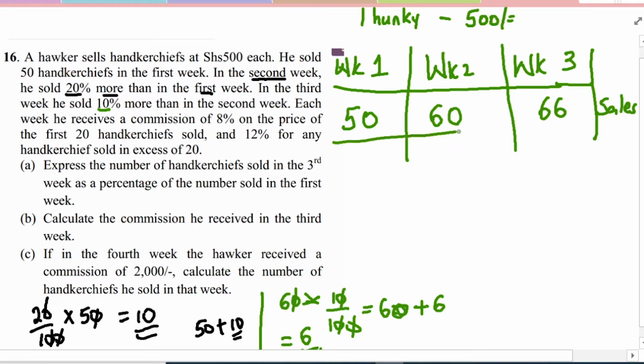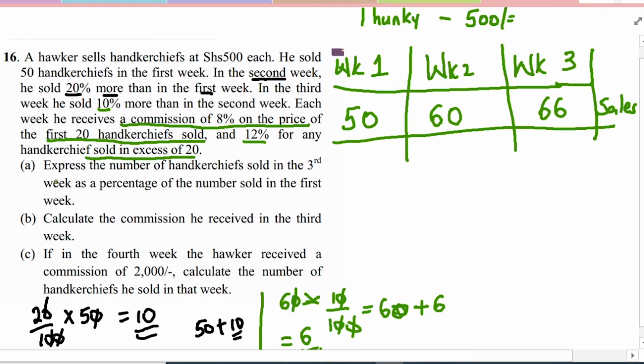Okay. So putting the sales aside, the question continues to say that each week he receives a commission of 8% on the price of the first 20 handkerchiefs sold, and 12% for any handkerchief sold in excess. This is the rule for each week: 8% on the price of the first 20 handkerchiefs sold, and 12% for any handkerchiefs sold in excess of 20.